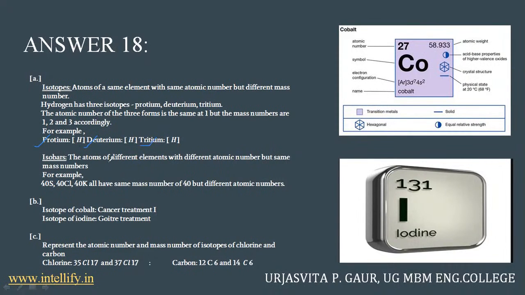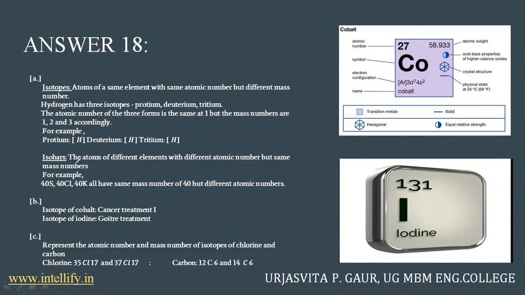In case of isobars, you can see these are isobars with a different atomic number but the same mass number. That is, your P plus N value is going to remain the same, but your P is going to differ for each element, right? And here are the examples of sulfur-40, chlorine-40, and potassium-40. They all have the same mass number of 40, but they have different atomic numbers, right? So this is the first part.